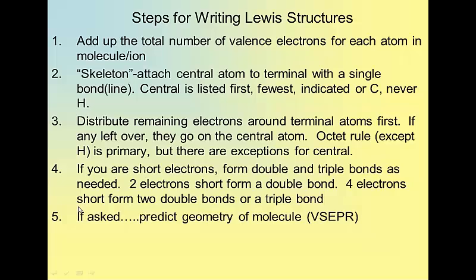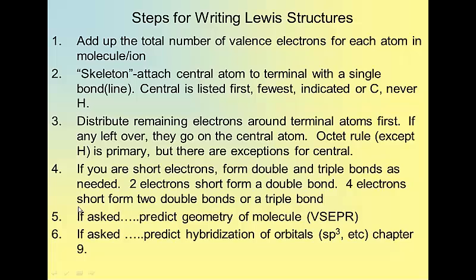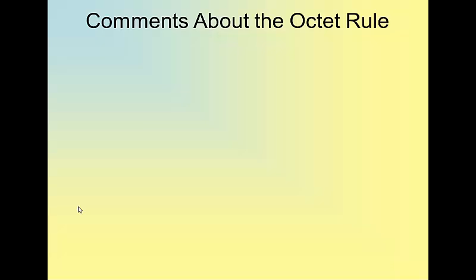When we get there, you're going to be doing the VSEPR theory, valence shell electron pair repulsion. You will also be able to tell me hybridization of the orbitals. That's going to be Chapter 9, Section 1. Hybridization, like I said, we're going to keep it real easy. Couple of comments about the octet rule.